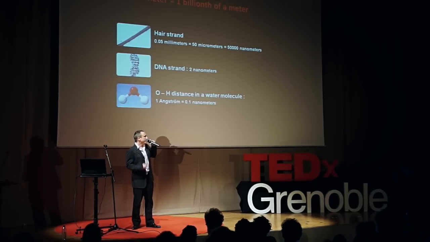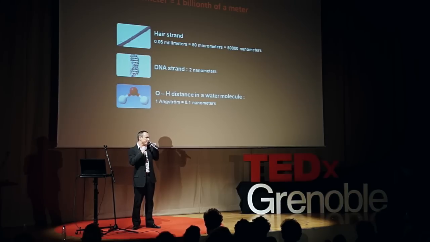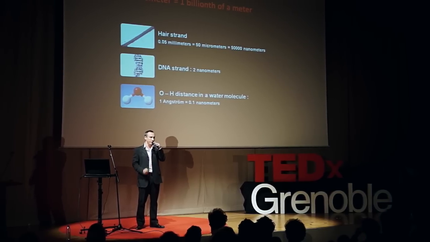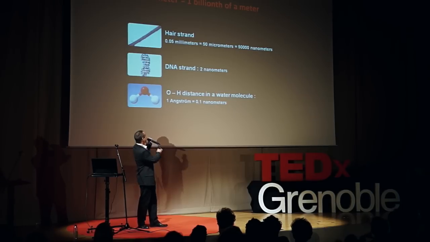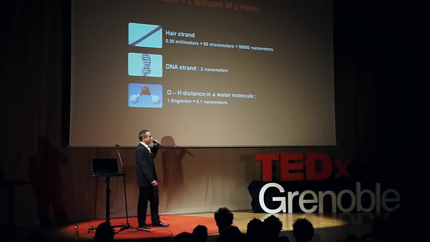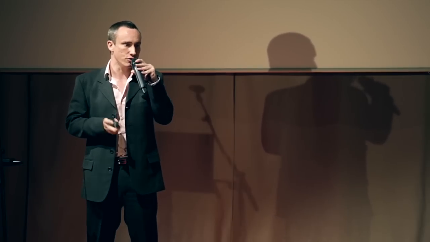And if you go even smaller, you reach the size of a water molecule, where you have water, H2O, so you have 2 hydrogen atoms here in white, and 1 oxygen atom. And then the average distance between an oxygen atom and a hydrogen atom is just 0.1 nanometers, 1 angstrom. So that's the size of the objects people doing research in nanoscience are dealing with.